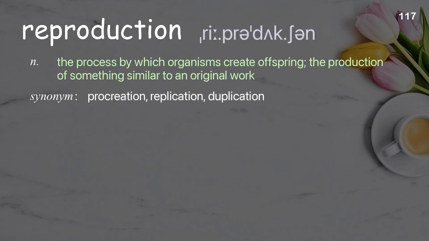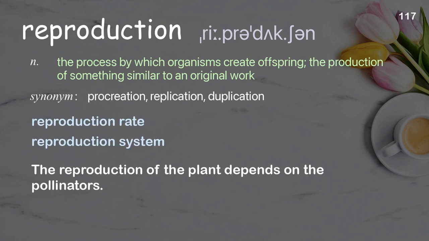Reproduction. The process by which organisms create offspring; the production of something similar to an original work. Examples: Reproduction rate. Reproduction system. The reproduction of the plant depends on the pollinators.